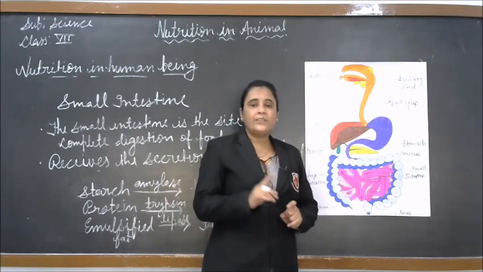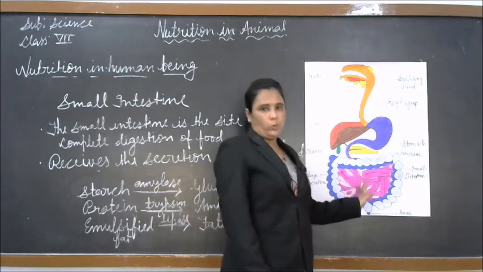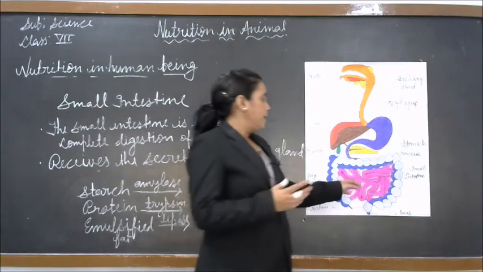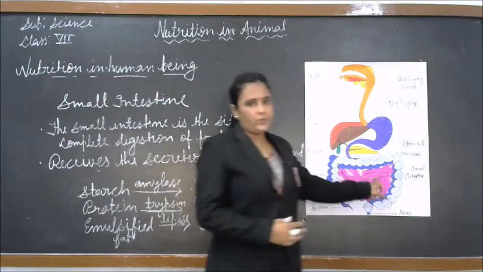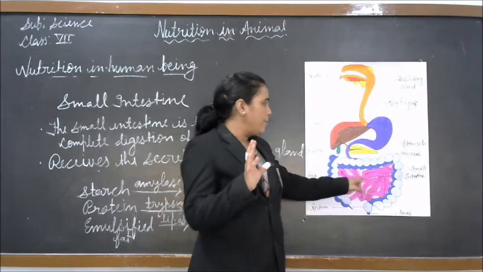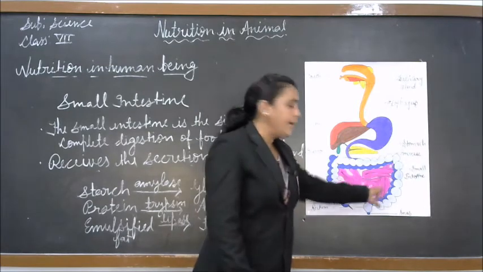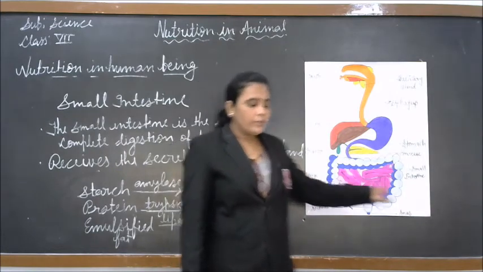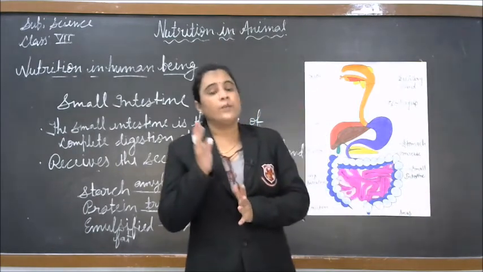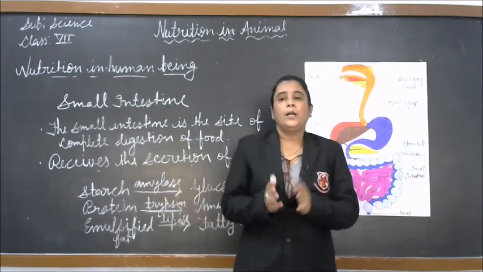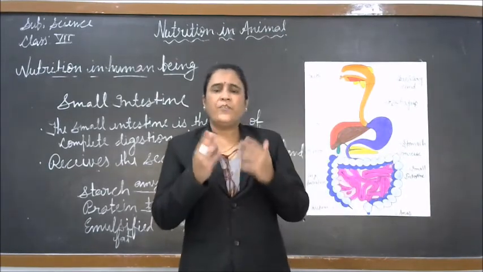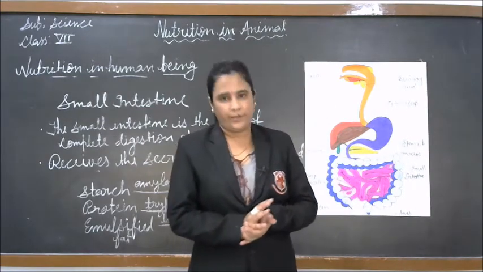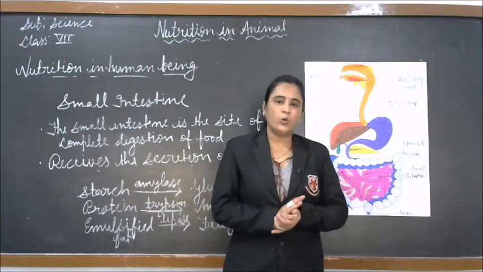After that, the digested food, you can say nutrients, is absorbed from the wall of the small intestine. Students, the wall of the small intestine has finger-like projections. These finger-like projections are known as villi.